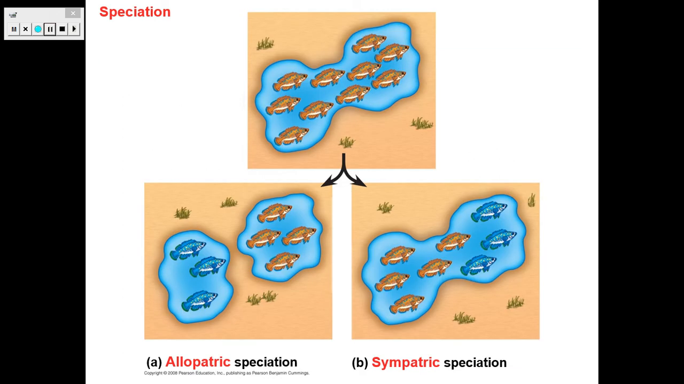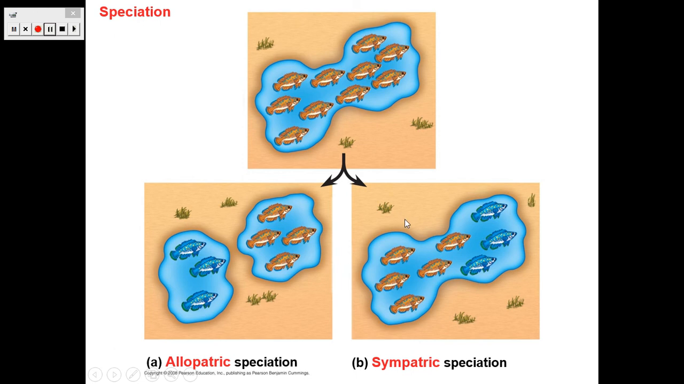So this is showing kind of a visual for those two things. I have here an ancestral population, one pond. It could be that maybe we go through a period of drought and now the one pond has become two ponds because the land was higher in the middle. And so now we end up with two different species, and that would be allopatric speciation because they are separated geographically.